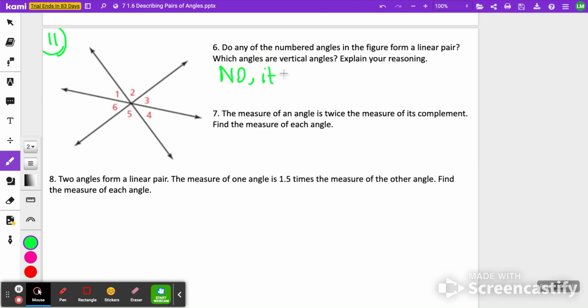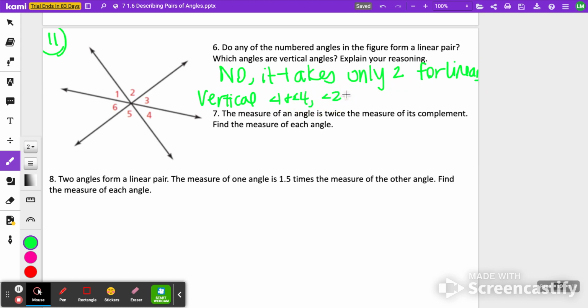A linear pair takes only 2 angles, sorry. We do have a lot of vertical pairs. So for vertical, we have angle 1 and angle 4, angle 2 and angle 5, angle 3 and angle 6. Almost like if you slice pizza, it's the piece that's right across from it.